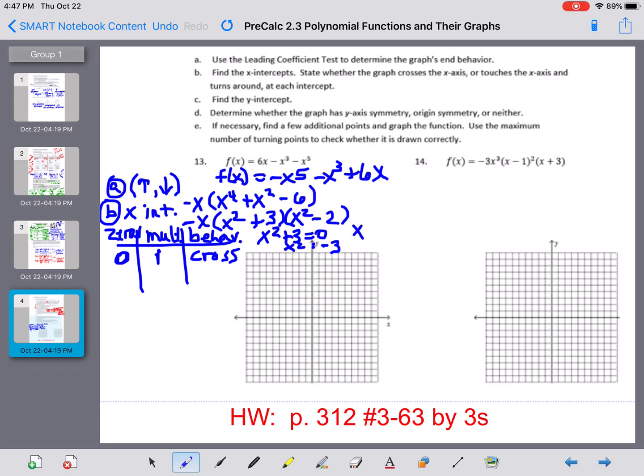This next one, x squared minus 2 equals 0, so x squared equals 2. Take the square root, and we get plus or minus the square root of 2. So the square root of 2 is a 0, and the negative square root of 2 is a 0. We need both of those, and they each show up one time, so they're going to cross at both of those.